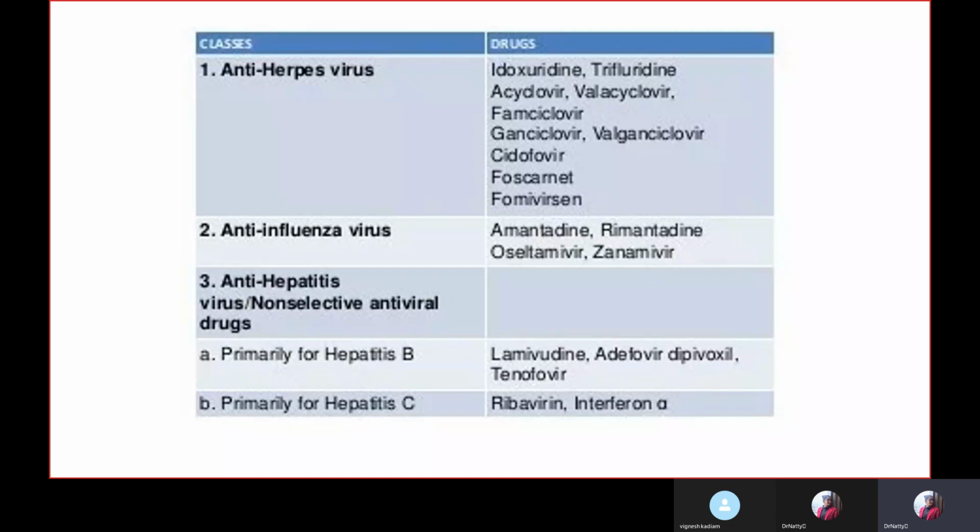Then again, moving on to our infection part. These are the main antiviral drugs, important drugs which you should know. For any herpes infection, anti-herpes viruses, the drugs include acyclovir, valacyclovir, famciclovir and ganciclovir. These 4 names. Then foscarnet, 5 names. If you remember that, it is enough. For any anti-influenza virus, you have to remember oseltamivir and zanamivir. Then for hepatitis infection, anti-hepatitis B, you have lamivudine, a very important drug. For hepatitis C, ribavirin and interferon alpha.